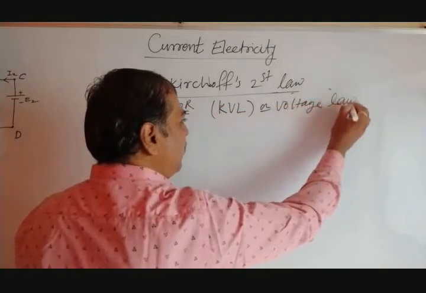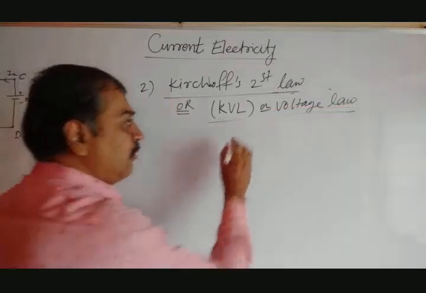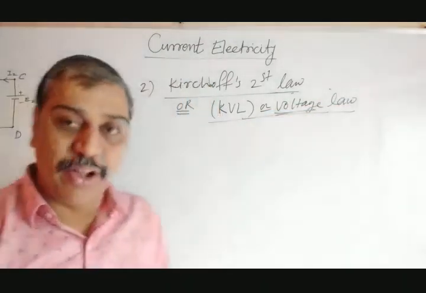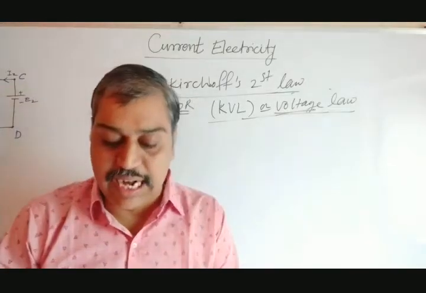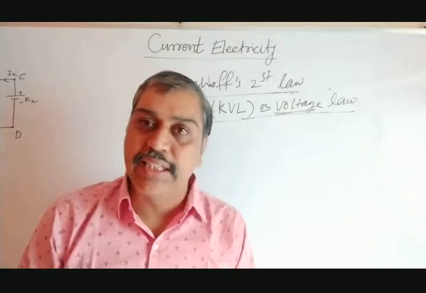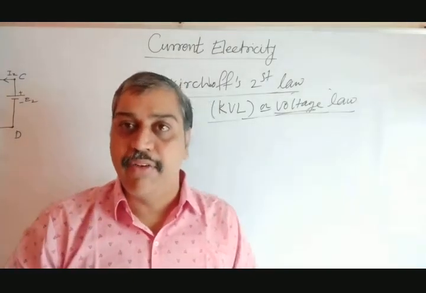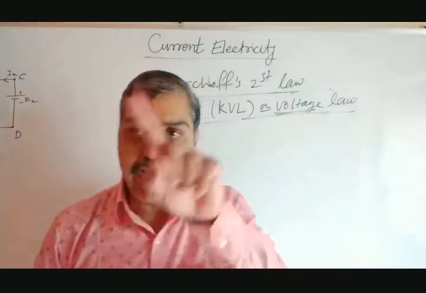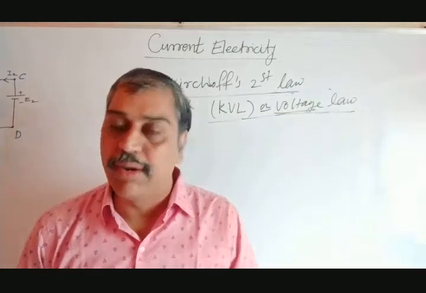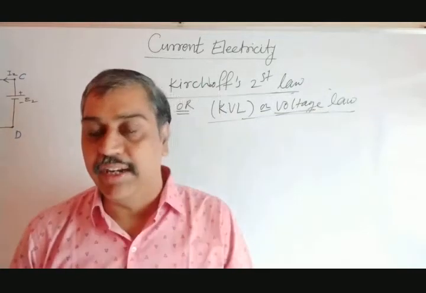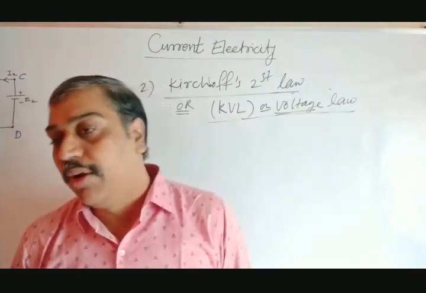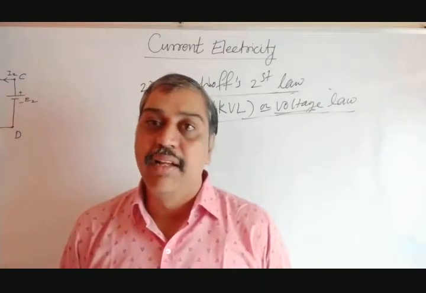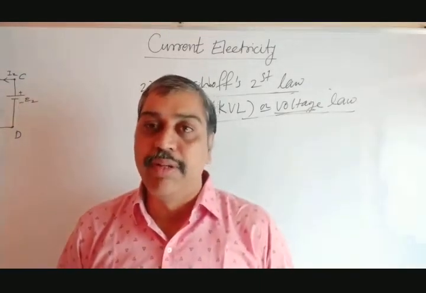As its name suggests, it is Kirchhoff's voltage law, so it must be related to something said to be voltage. What does this law say? This law says that the algebraic sum of potential differences and EMF across any closed loop is always equal to 0. For any closed loop, we have learned what a loop is: a closed electrical circuit. Kirchhoff's voltage law says that the algebraic sum of potential and EMF across the closed loop is equal to 0.